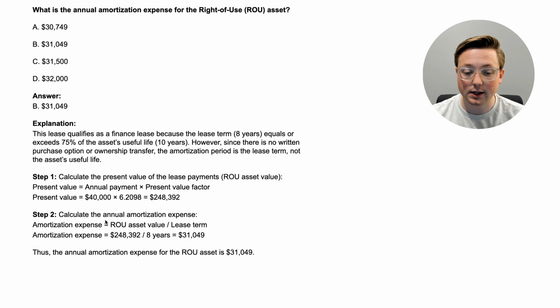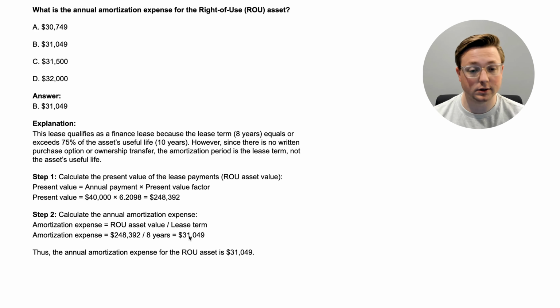Now we can calculate the annual amortization for the right of use asset. And again, we use the lease term in this case because it doesn't have a bargain purchase option or transfer ownership. So $248,392 divided by 8 years, which is the lease term, and that gives us $31,049 of annual amortization for the right of use asset for this lease.